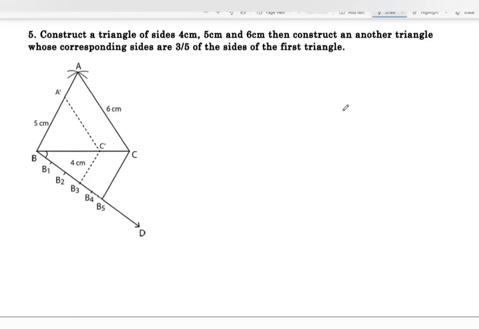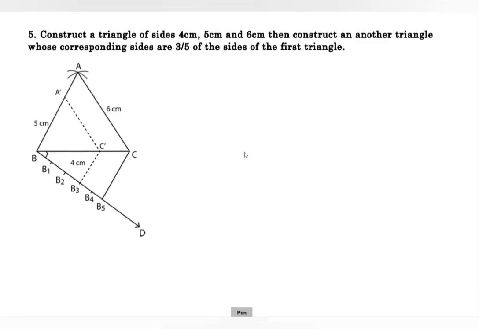Construct a triangle. 4-mark question. You students are very lucky to get this question for 4 marks. Easily can score 4 marks. Construct a triangle of side 4 cm, 5 cm and 6 cm. Then construct another triangle whose corresponding sides are 3 by 5 of the sides of the first triangle.